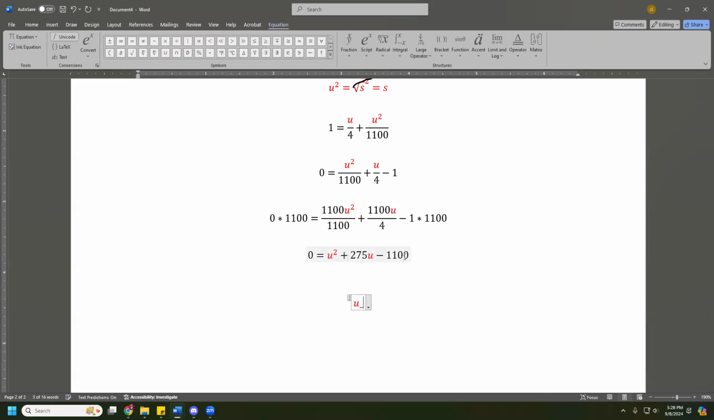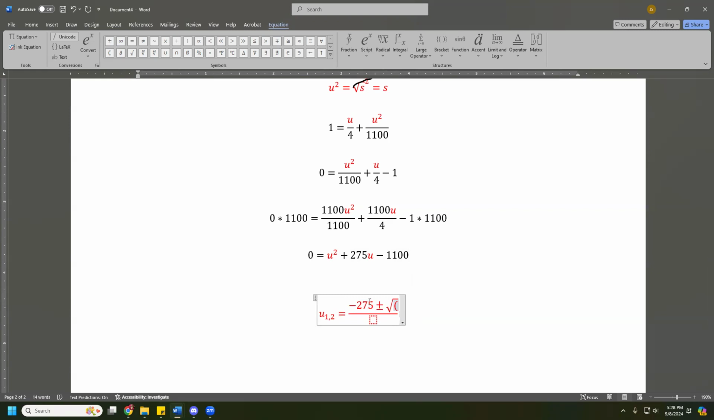If I want to use my quadratic formula, keep in mind I have u1, u2. I have 2 answers for u. I need to do negative b. B in this case is 275 plus or minus square root of b squared.